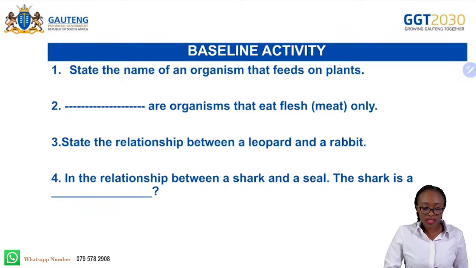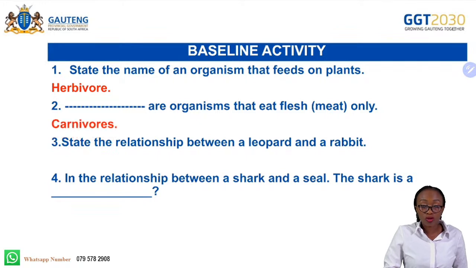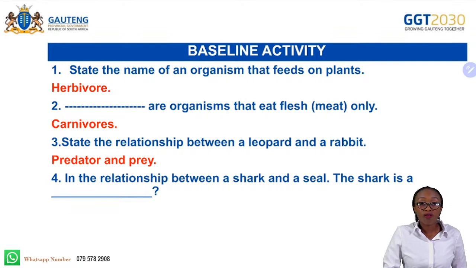Now, the first question read, state the name of an organism that feeds on plants. It is a herbivore. Blank are organisms that eat flesh or meat only. Carnivores. Carnivores are organisms that eat flesh only. State the relationship between a leopard and a rabbit. It is a predator and prey relationship. The leopard is the predator and the rabbit is the prey. So the predator hunts the prey for food.